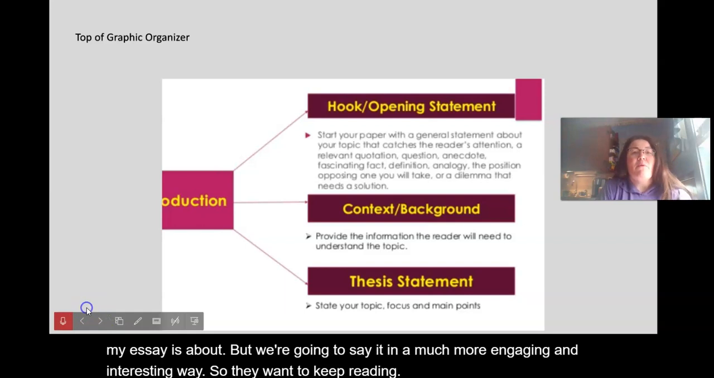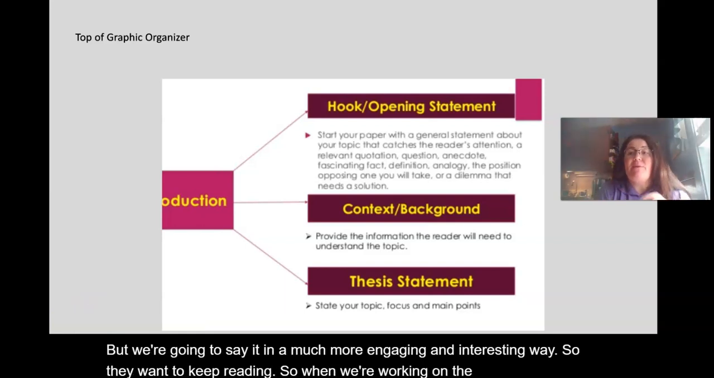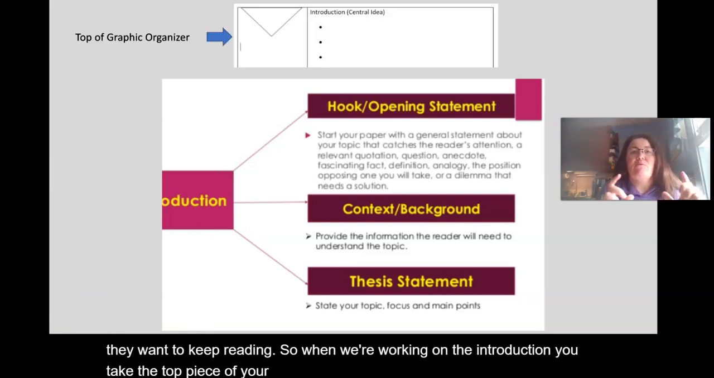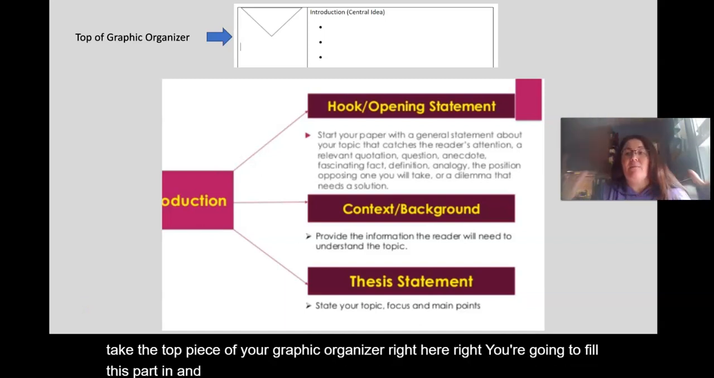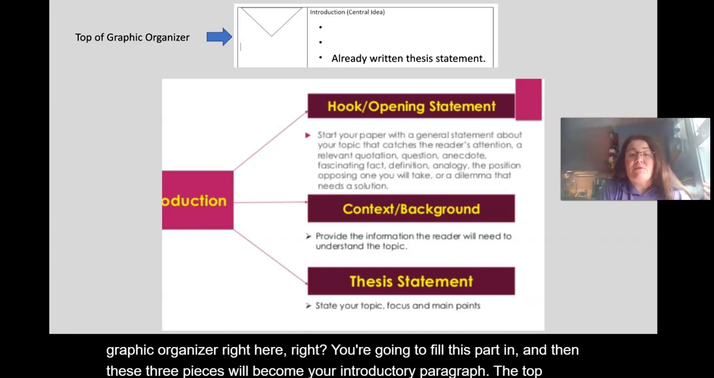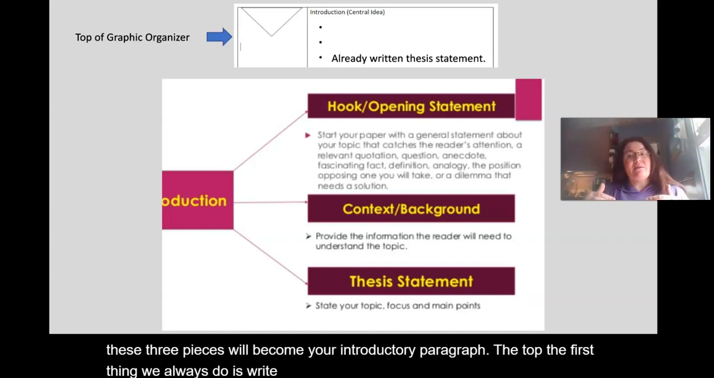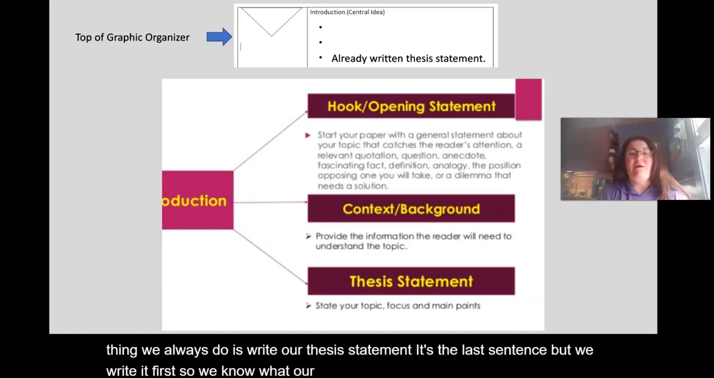So when we're working on the introduction, you take the top piece of your graphic organizer right here, right? You're going to fill this part in, and then these three pieces will become your introductory paragraph. The first thing we always do is write our thesis statement. It's the last sentence, but we write it first so we know what our topic is. All right, it gives us the focus and the main points.